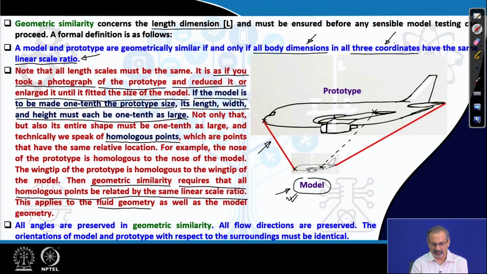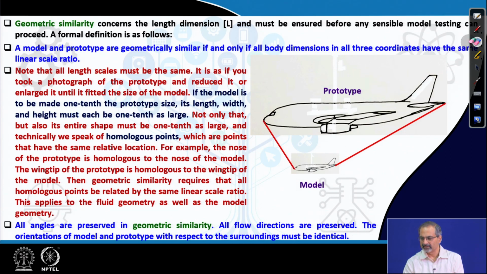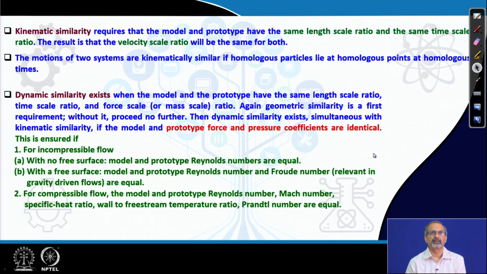This applies to the fluid geometry as well as the model geometry. So, the fluid domain within which you are performing the test, to that also you have to apply the same scaling. All angles are preserved, all flow directions are preserved, orientations of model and prototype with respect to surroundings must be identical. So, these are the very detailed aspects which try to explain the implications of geometric similarity. Though it is quite intuitive, this is one of the most important similarities which have to be satisfied before any aerodynamic experiments can be conducted.